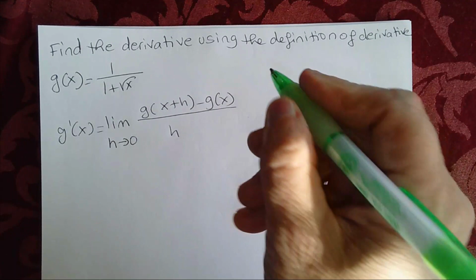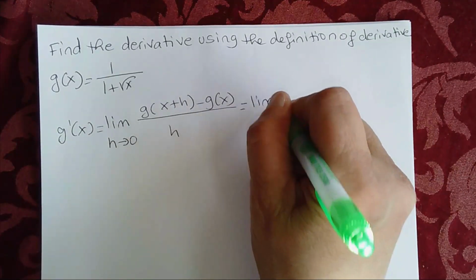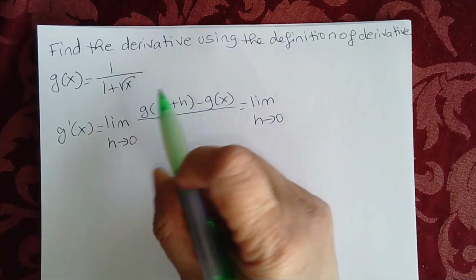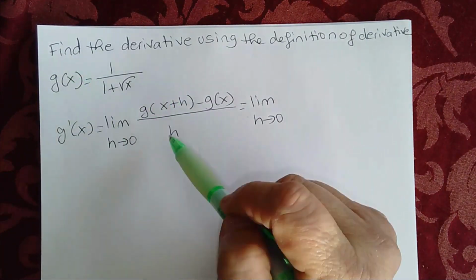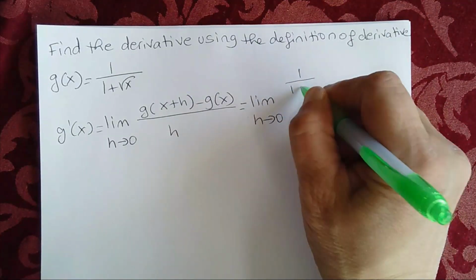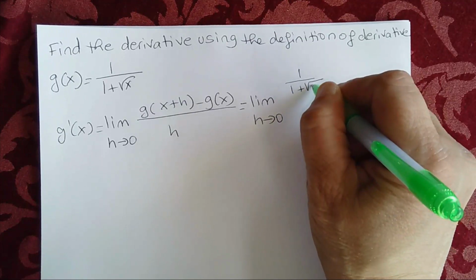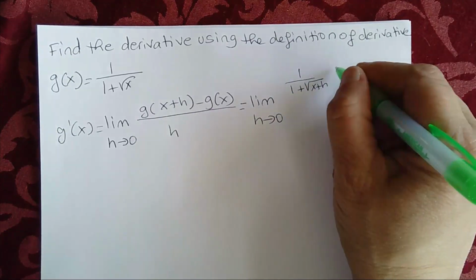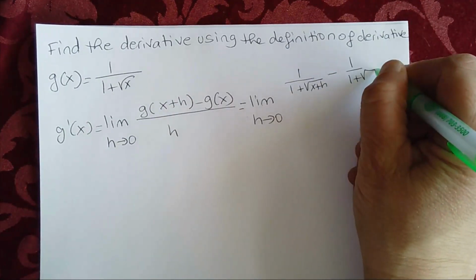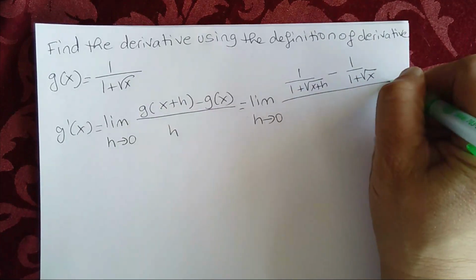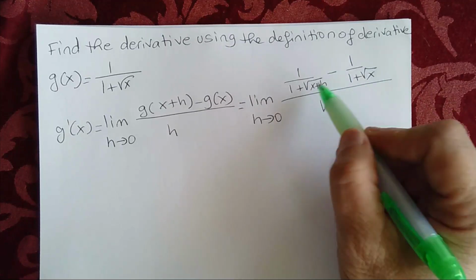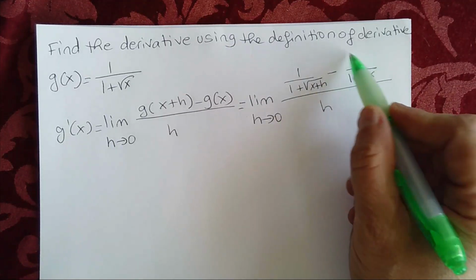That's equal to the limit as h approaches 0 of g of x plus h. So we're going to go in the function here and replace x with x plus h. So it will be 1 over 1 plus square root of x plus h, minus g of x, that's 1 over 1 plus square root of x, divided by h. So here we have two fractions. We need to combine them into one fraction.